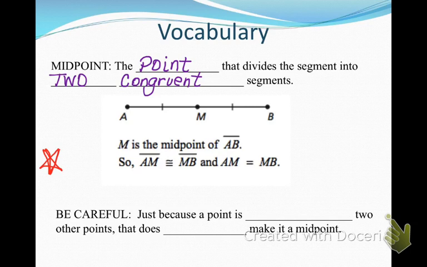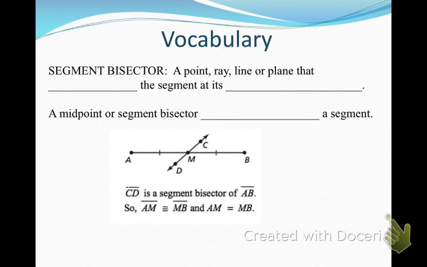But you must be very careful when you're talking about midpoint, because just because a point is between two other points, that does not make it a midpoint. All right, a segment bisector. Now we've been talking about a midpoint, but a segment bisector doesn't have to be just a point. It could be a point, a ray, a line, or a plane that bisects the segment at its midpoint. Remember, the midpoint's always a point.